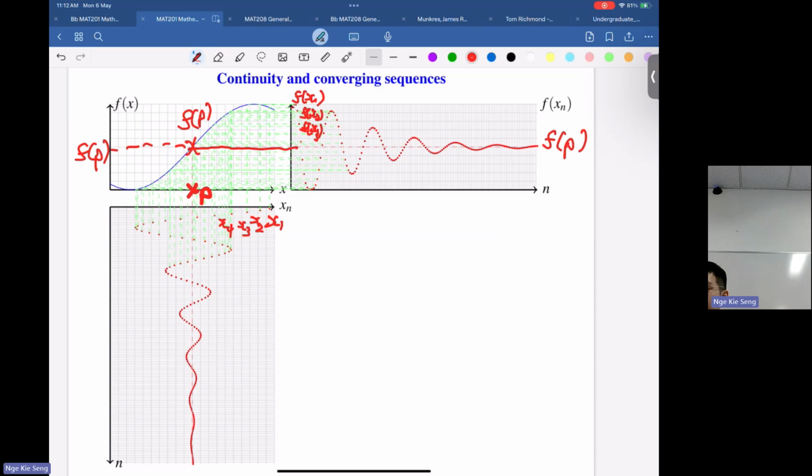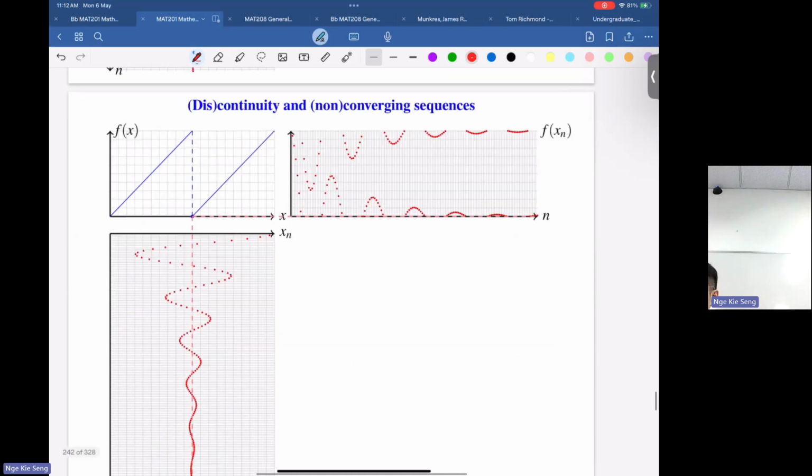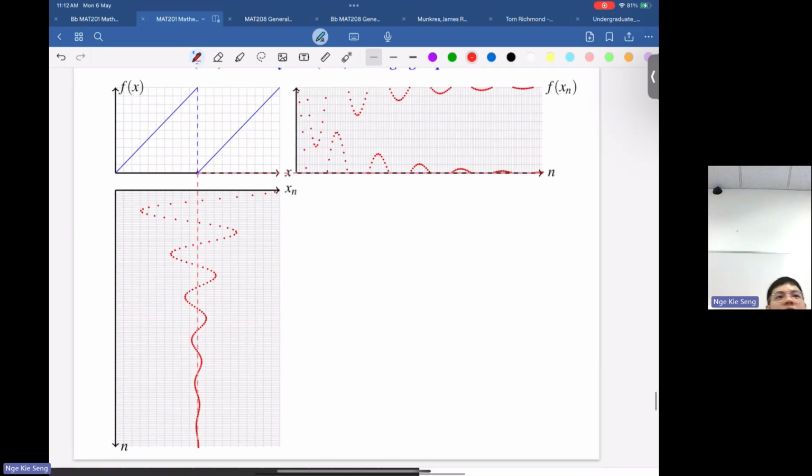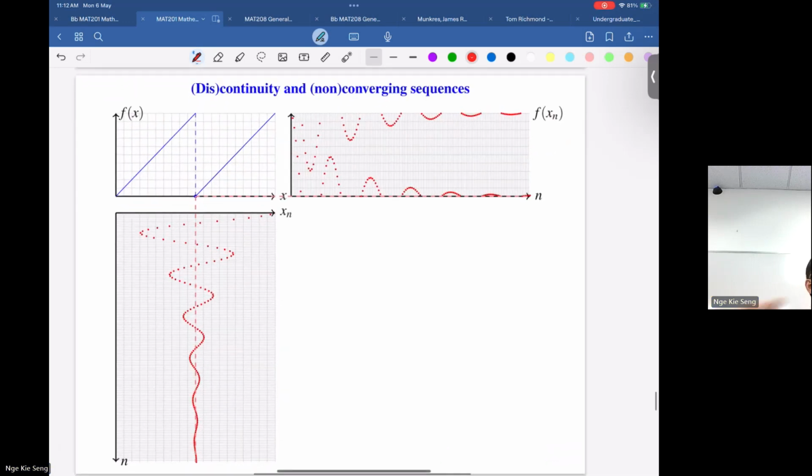Okay, so let me give you another example, a discontinuous one. Let's see what happens when we play the same trick here. You see, this function, is it continuous or not? Where's the continuity point here? This is similar to what we have seen last time, f(x) equal to x and then f(x) equal to x minus half, that piecewise function. So this is not continuous at, let's call this point P again.